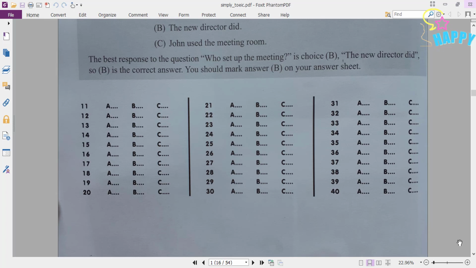Number 21. So who'll make the final decision on this? A. Nobody has yet. B. No, it doesn't need one. C. Mary, as usual.